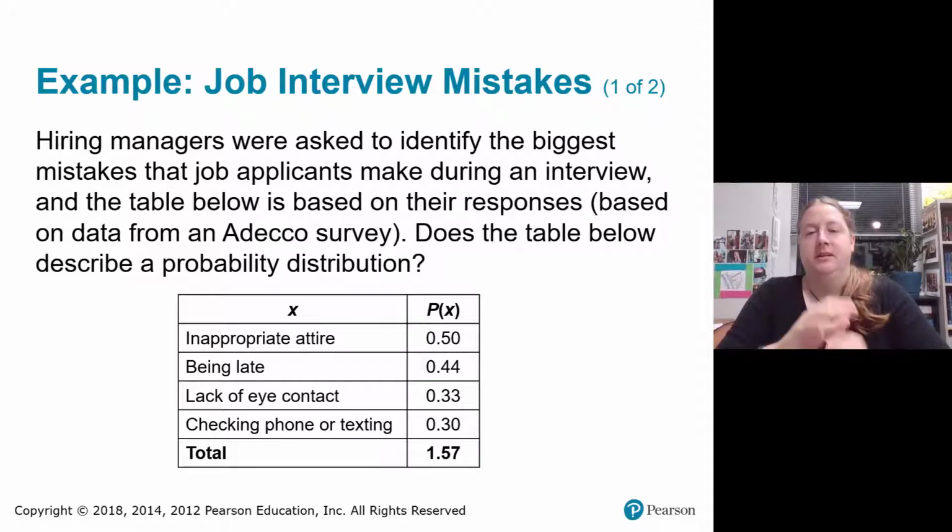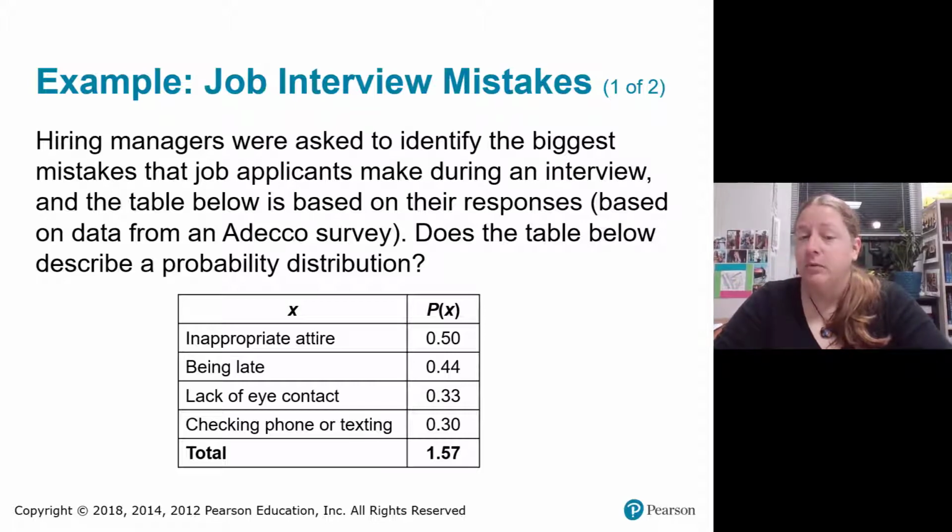So, an example. Here we are. Job interview mistakes. Hiring managers are asked to identify the biggest mistakes that job applicants make during an interview. Tables are based on their responses, and we want to know, does this describe a probability distribution? We have a table, so that's one of the ways that we can describe a probability distribution, but does this actually do that?